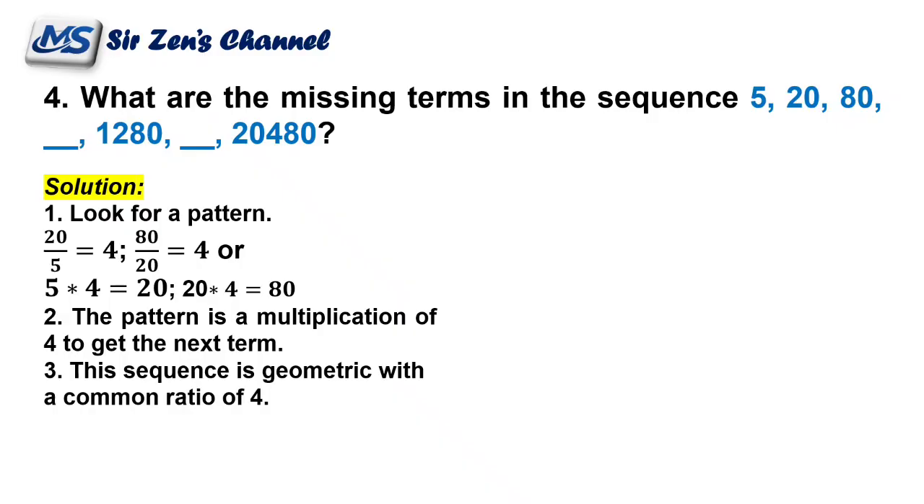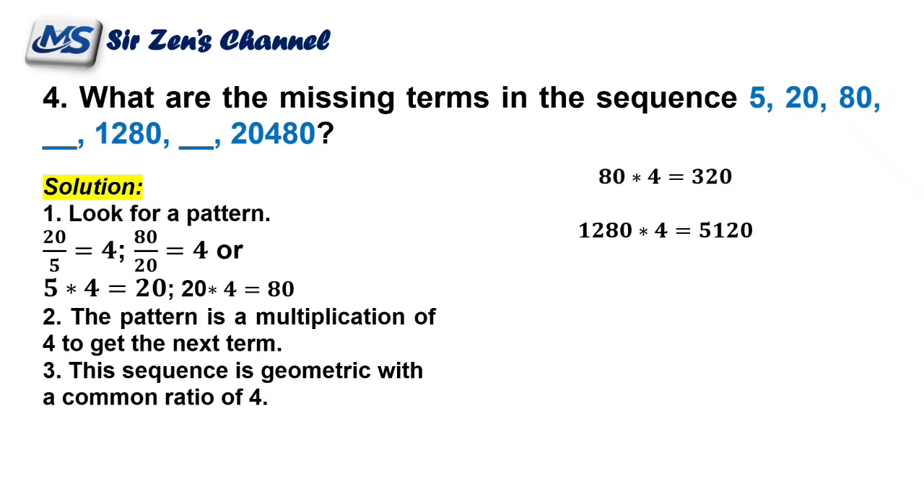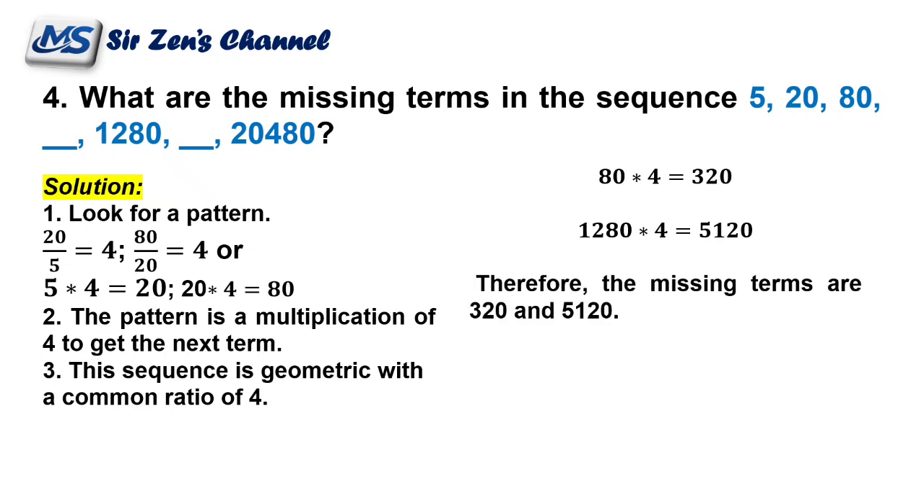So we know that the common ratio is 4, so just multiply 80 by 4 and also multiply 1280 by 4. If we multiply 80 by 4, that is equal to 320. And if we multiply 1280 by 4, then we will have 5120, right? Therefore, the missing terms are 320 and 5120. So that is the fastest way of getting the missing terms in a sequence.